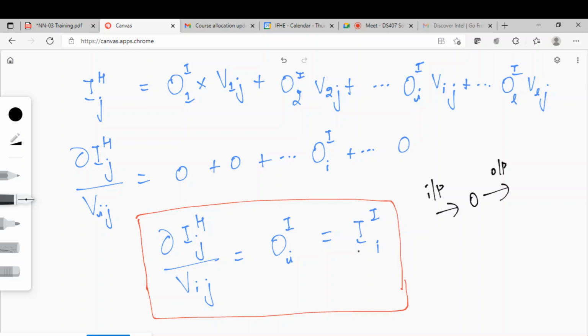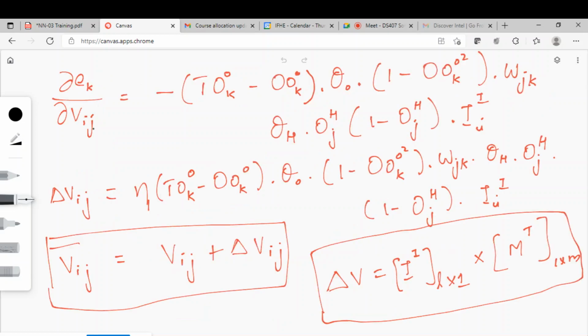This is after plugging. We just plugged all these individual terms into this equation, so you get this equation. Now this minus 1, or by multiplying it with some constant, this minus is replaced with this eta. So you get it like this. This is nothing but the change in weight of Vij. So instead of calling it dou Ek with respect to dou Vij, we can call it del Vij. That is, change in Vij is equal to eta into all these things.